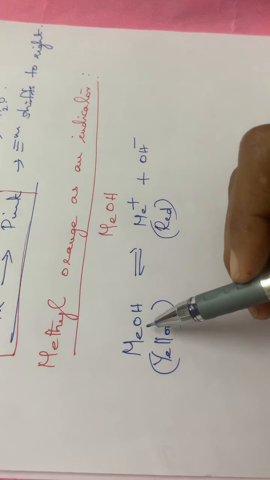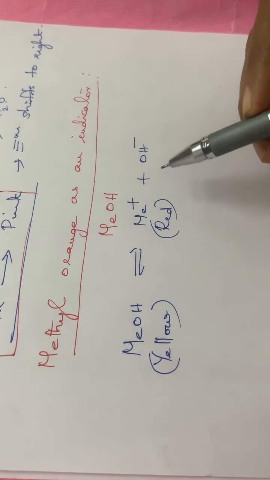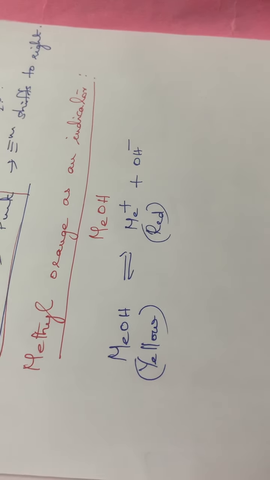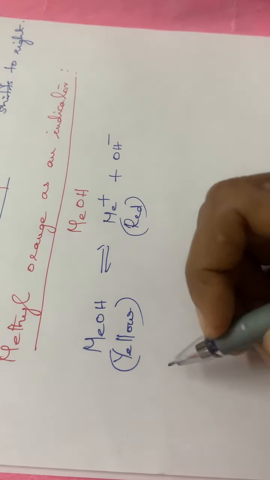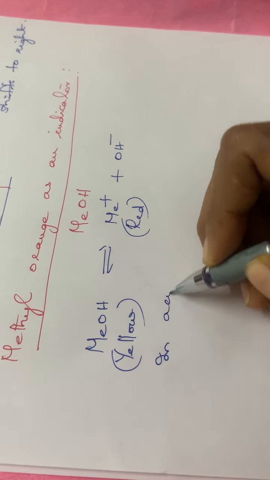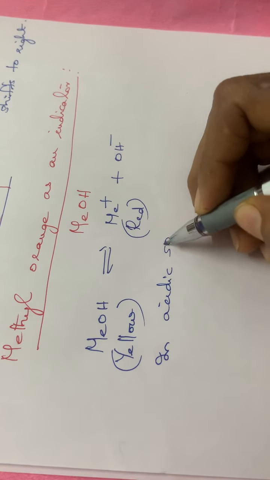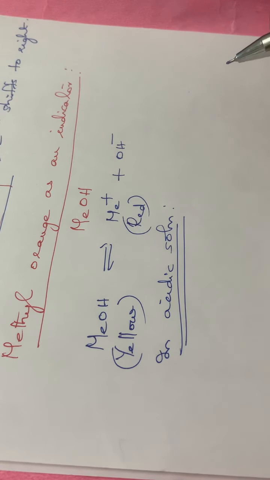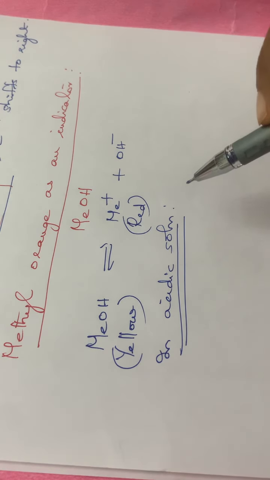Okay, the unionized MeOH will be yellow in color and the ionized Me plus will be red in color. So what happens is that, just as in the previous case, we can go through the color change in an acidic solution and in an alkaline solution while we are adding methyl orange. Okay, so in acidic solution, what happens?